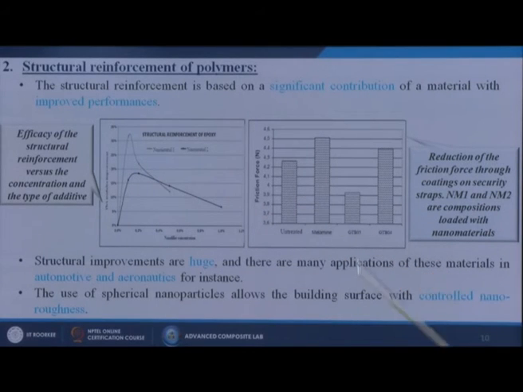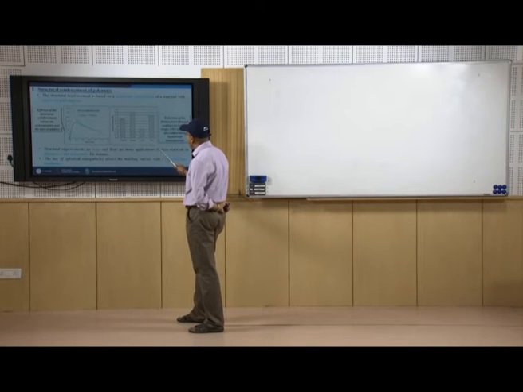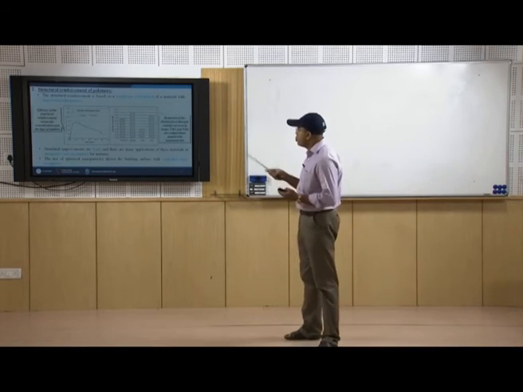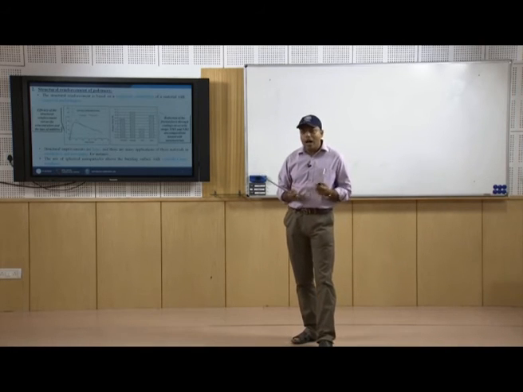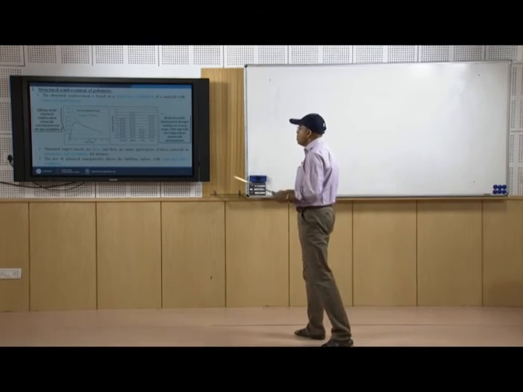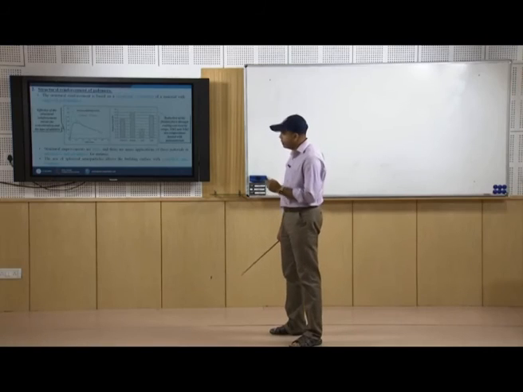Here also the friction force. The example here is the reduction of the friction force through coating on security straps. NM1 and NM2 are compositions loaded with nanomaterials. Here we have some untreated materials, some melamine, GTV05, GTV04. These are all results obtained from the literature review, just to show you how the material properties change if we change the particle size, and how they change if we change the concentration of those nanoparticles inside the composites. So, the structural improvements are huge and there are many applications of these materials in automotive and aeronautics. For instance, the use of spherical nanoparticles allows building surfaces with controlled nano roughness.